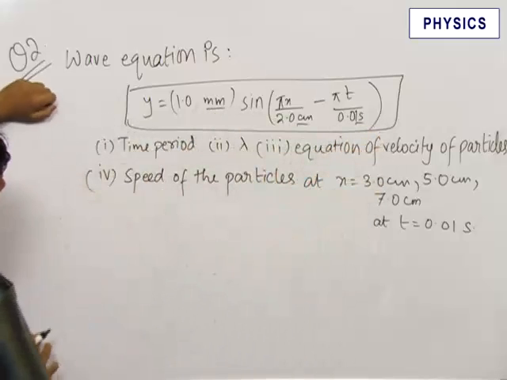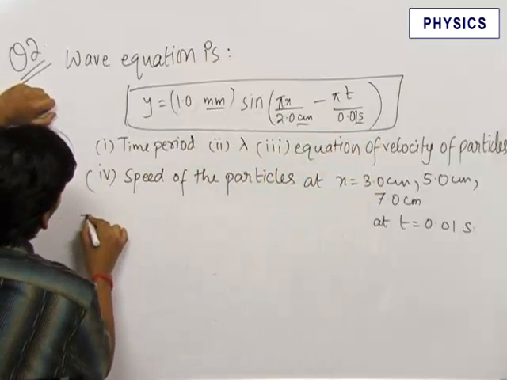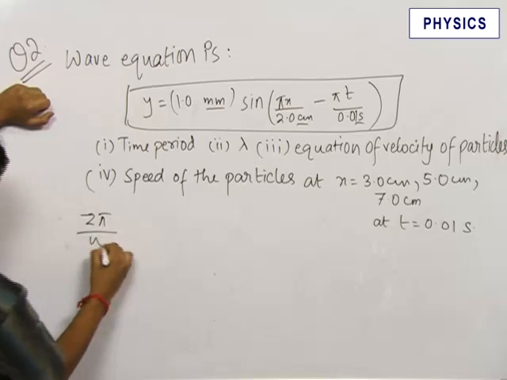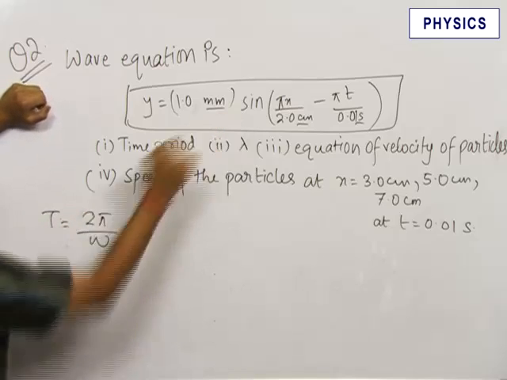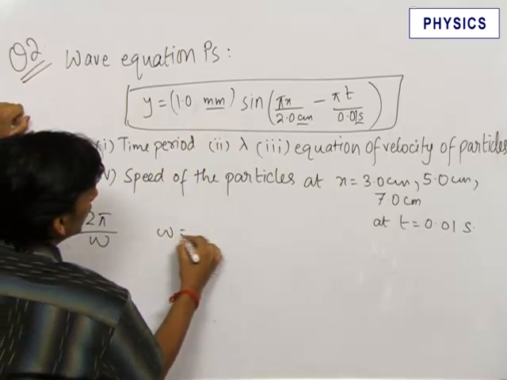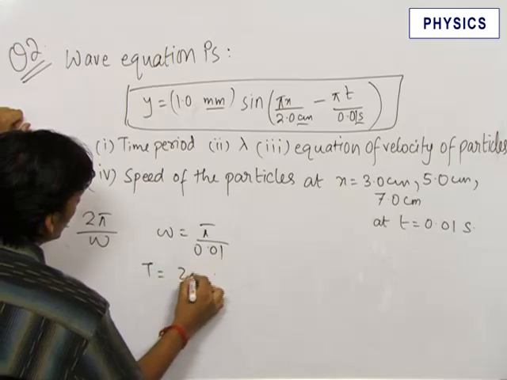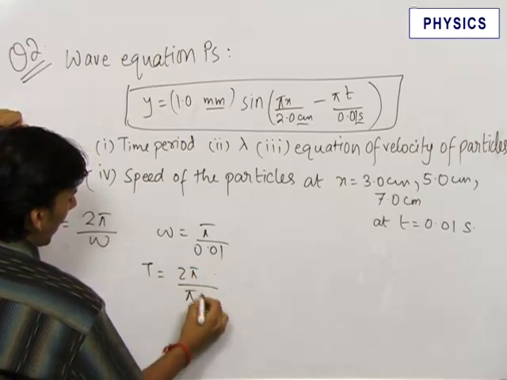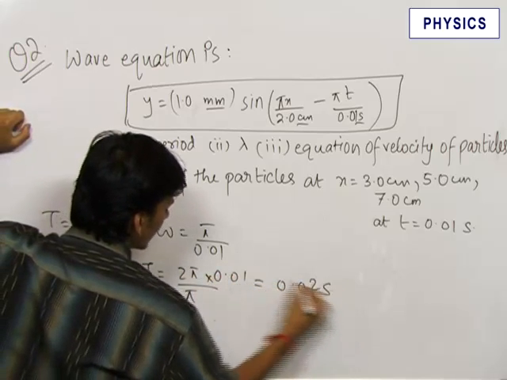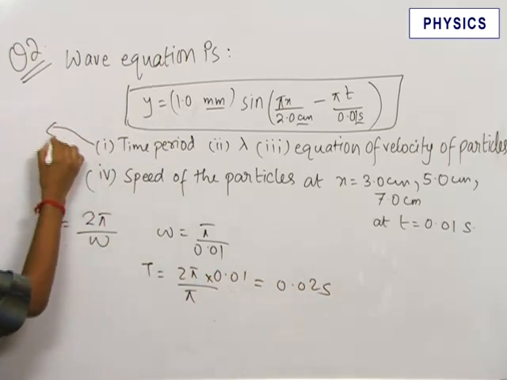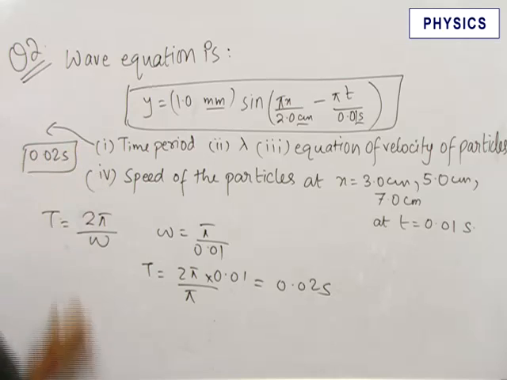So let us first find out the time period of this given wave. So the time period is equal to 2 pi by omega, where omega is the coefficient of t in the above equation. Therefore omega is equal to pi upon 0.01, T is equal to 2 pi upon pi into 0.01, that is equal to 0.02 seconds. So we get the first answer of the time period as 0.02 seconds.